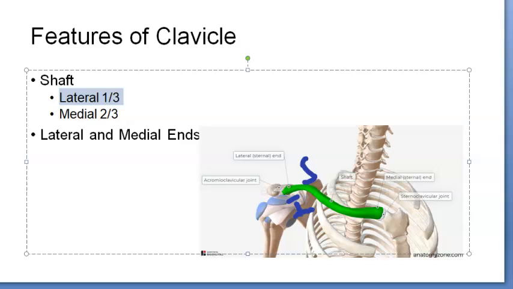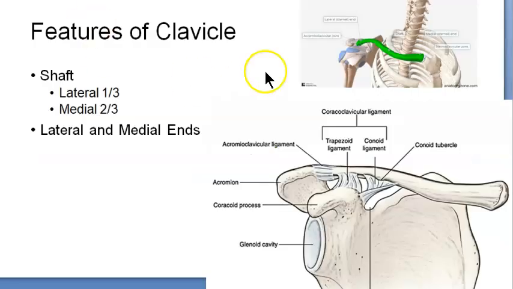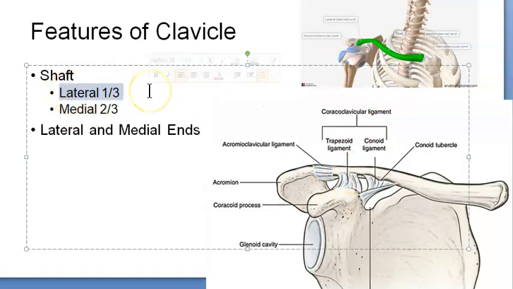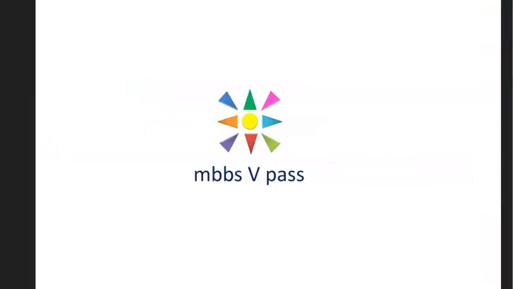There is a conoid tubercle and a ridge called trapezoid ridge. Don't get scared, it's easy. See, in the inferior surface of the clavicle, in this lateral 1/3 part, you have a trapezoid ridge and a conoid tubercle. Trapezoid ridge is where the trapezoid ligament is attached, and a conoid tubercle is where the conoid ligament is attached. So you have a ridge and a tubercle here, in the inferior surface of this lateral 1/3 of the shaft. That's all about lateral 1/3.